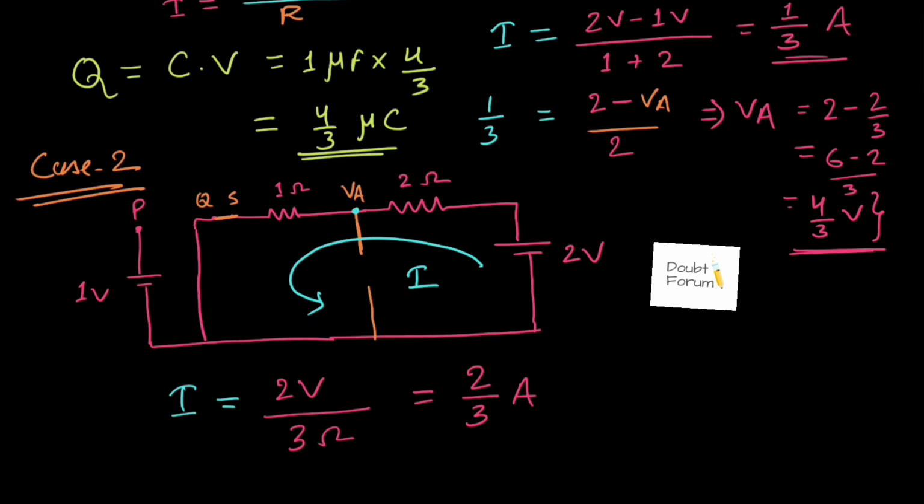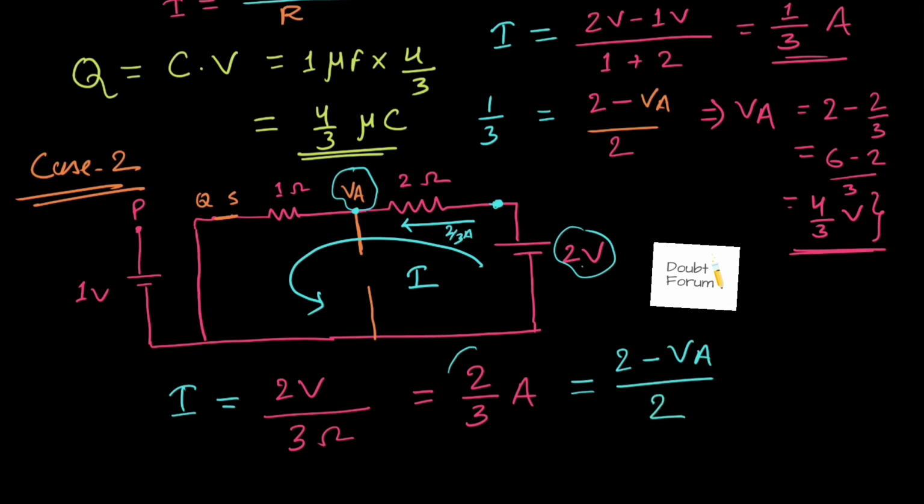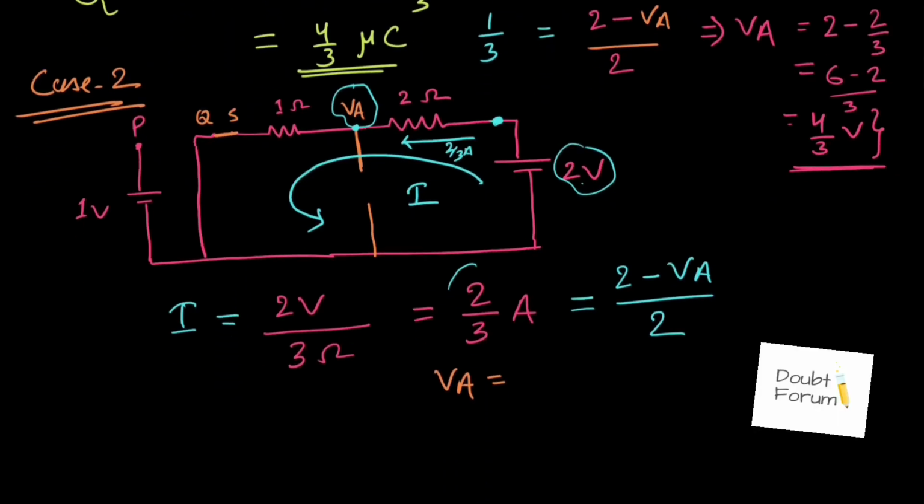So this is the current flowing. Again, we will be marking like this. The current is 2 by 3 ampere flowing from this point to this point, and the potential of this point is 2 volt and the potential of this point is VA. So we can write this 2 by 3 as 2 volt minus VA divided by 2 ohm. From here, if we find the value of VA, it would come out to be 2 minus 4 by 3, that is 6 minus 4 divided by 3. So VA would come out to be 2 by 3 volt.